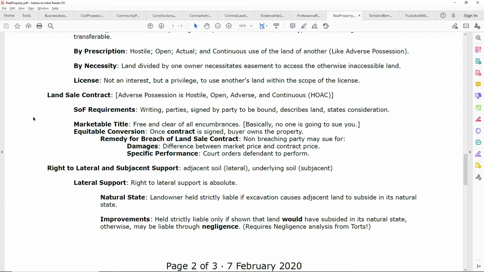Remedy for breach of a land sale contract: the non-breaching party may sue for damages, the difference between market price and contract price, or specific performance, where the court orders the defendant to perform.